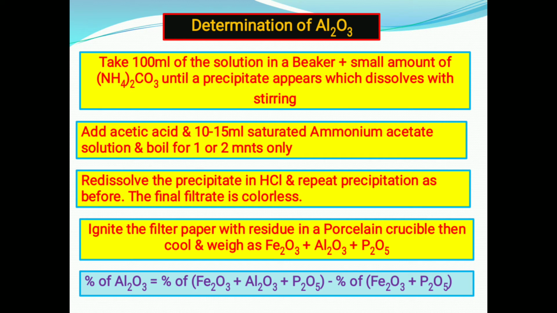That is the reason why we re-dissolve the precipitate in HCl and repeat the precipitation as before. Means take the solution, add ammonium carbonate solution, next add acetic acid, saturated ammonium acetate, and boil it 1 or 2 minutes only. Then it can produce the precipitate. So ignite the filter paper with the residue in a porcelain crucible. Then we can weigh it as a mixture of oxides, that is ferric oxide, aluminum oxide, and phosphorus pentoxide.